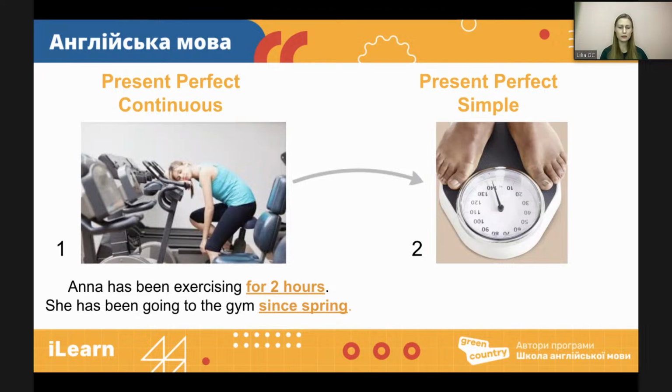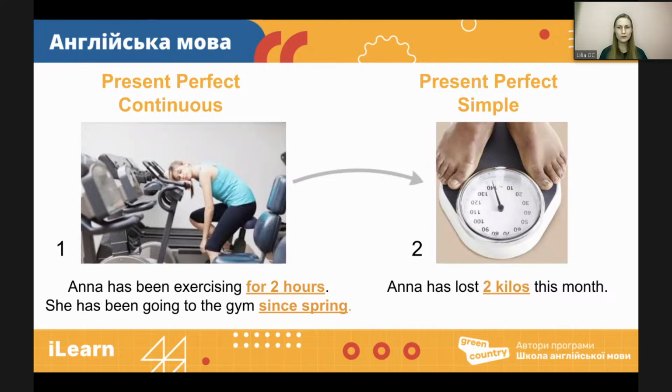No, she's not. It's not like she has trained. She has been training, вона тренувалася during some time, right? And now she's tired. But what was the achievement? She has gained or she has lost some weight depending on the aim of her training. So in our case, she has lost 2 kilos this month.